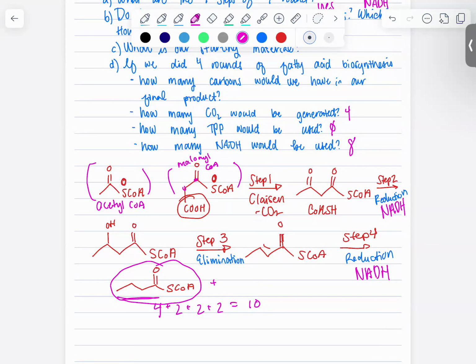Yes. So in the older office hour video I have on it, we kind of depict it as machinery, where you can think of it as a square, and you'll do the Claisen-like reaction, then you'll do your reduction, the elimination, the reduction, and then as you continue to do rounds, you keep going around the square. Any other questions?